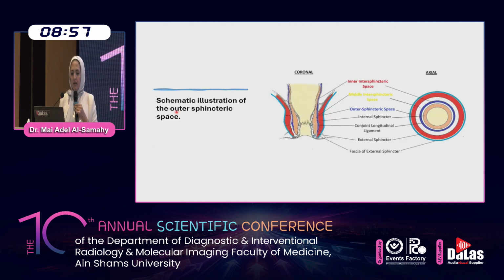This is a schematic illustration of the outer sphincteric space where the rifle fistula occurs. Here is the internal anal sphincter, followed by the conjoint longitudinal ligament, and then the classical intersphincteric space or the middle intersphincteric space, followed by the external anal sphincter and the fascial covering. The very thin line between the fascial covering and the actual muscle is called the outer sphincteric space, and this is the place where the infection is centered in our rifle fistula.